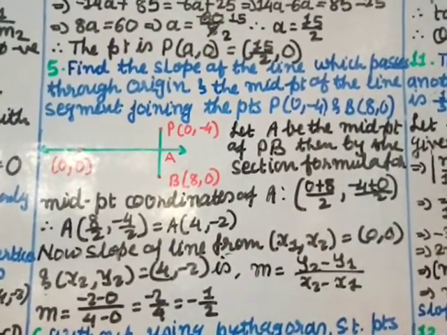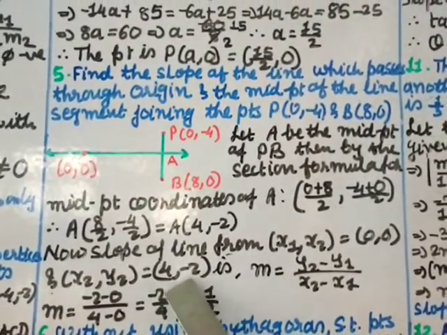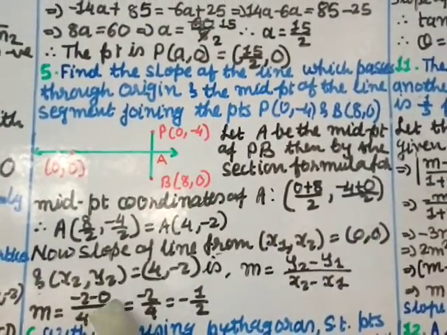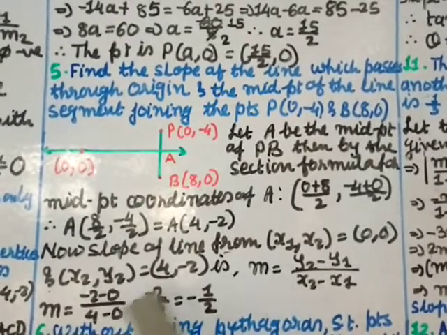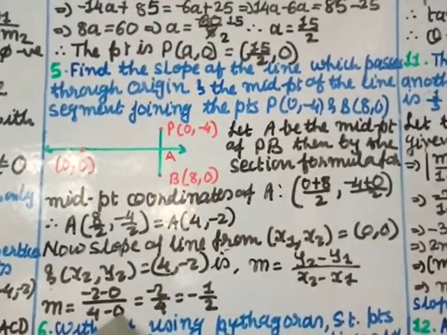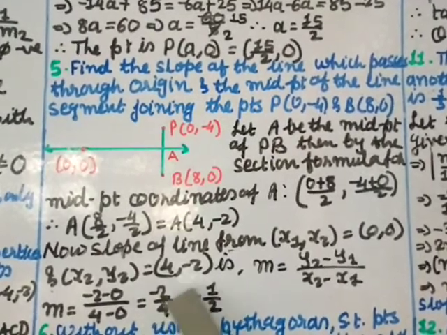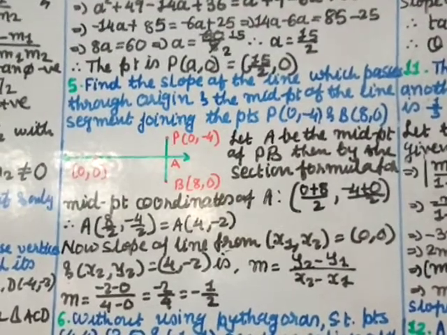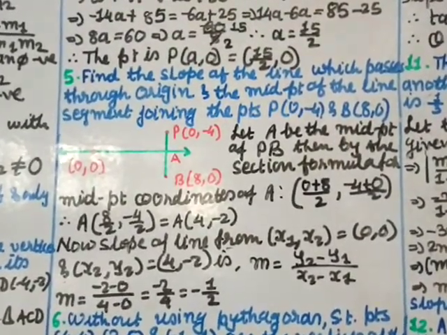Now put the values. So put first y2. y2 is minus 2, so minus 2 minus y1, that is 0. So 0, divided by x2, x2 is 4, minus x1, that is 0. So here minus 2 by 4. You cut by 2, so you get minus 1 by 2. So this is the required slope of the line with the given condition.